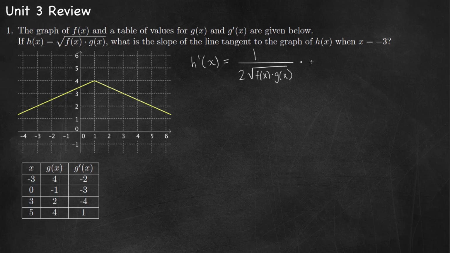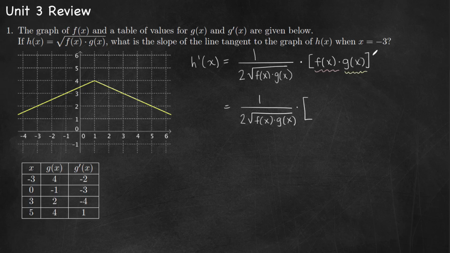And then the chain rule part, we have to multiply by the derivative of the stuff. So the derivative of f of x times g of x. Okay, so we've got 1 over 2 times the square root f of x times g of x times, and now to find the derivative of f of x times g of x, I'm going to use the product rule. So I'm treating f of x as my first factor and g of x as my second factor when I do the product rule. So the product rule says we need to find the derivative of the first factor, that's f prime of x, times the second, so times g of x, plus the first f of x, times the derivative of the second, so g prime of x.